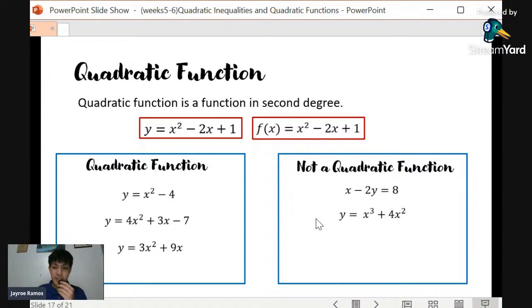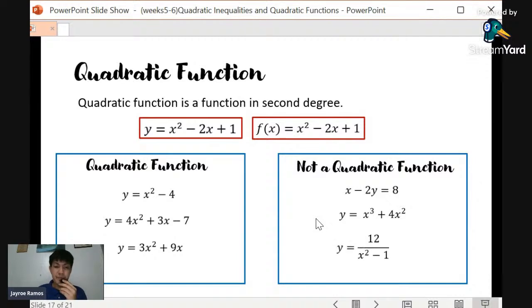Okay, very good. Carlos and Princess. Kasi cube na or 3 na yung degree, di ba? In quadratic function nga, dapat ang degree niya ay 2 lang. O sumobra po yung exponent kasi square, cube na. Okay, very good.